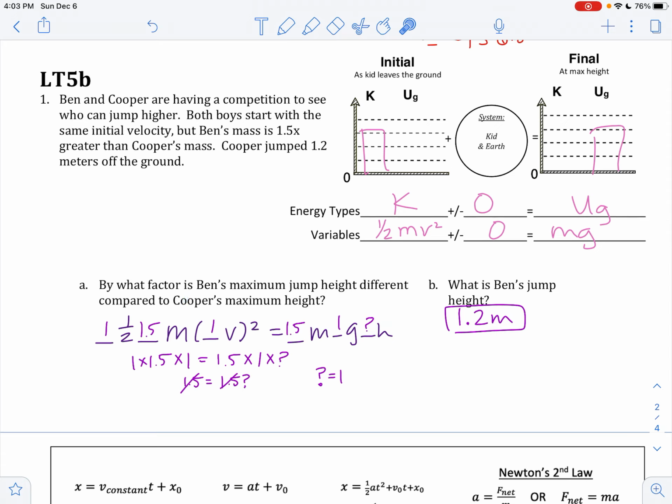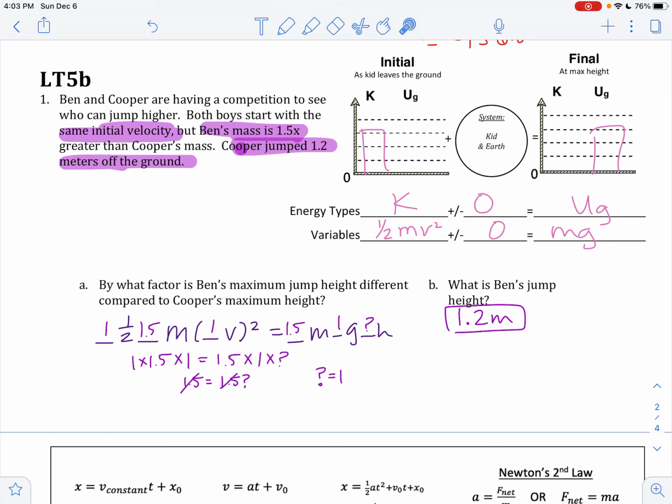Number 1, so Ben and Cooper are having a competition to see who can jump higher. Both boys start with the same initial velocity. Make sure we get that. But Ben has mass that is 1.5 times greater than Cooper's mass. Cooper jumps 1.2 meters off the ground. Okay, maybe they're on trampolines or something.